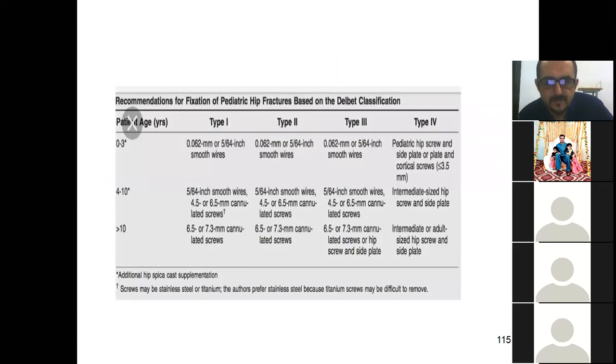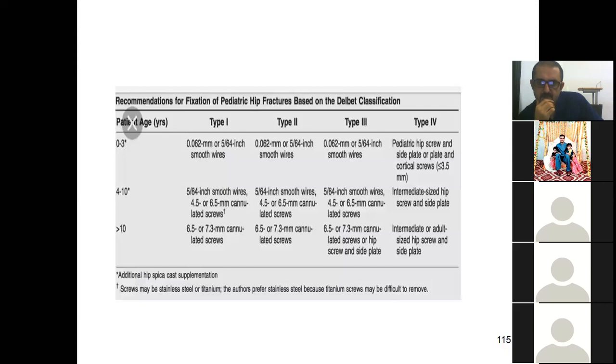Yeah, I have a question for type 1 Delbet fracture. Yes. So how can we differentiate between a type 1 Delbet transphyseal fracture and a slipped capital femoral epiphysis?